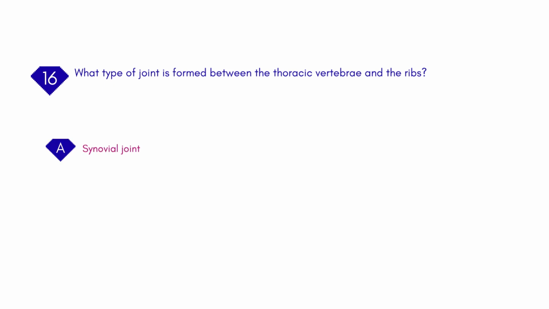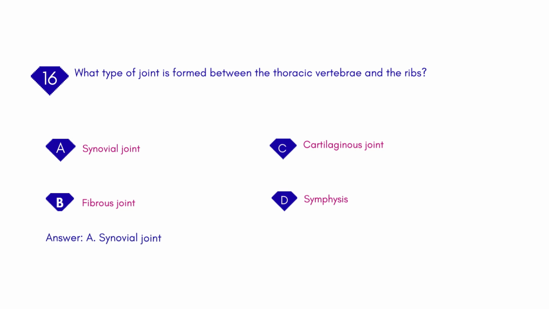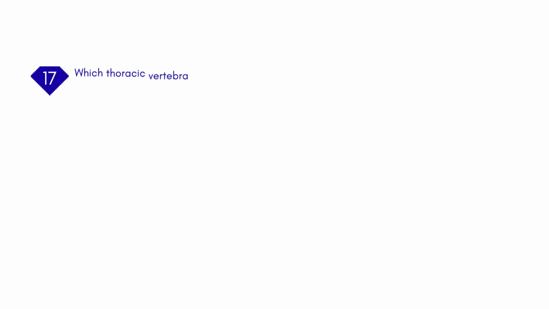A. Synovial joint. B. Fibrous joint. C. Cartilaginous joint. D. Symphysis. Answer: A. Synovial joint. Which thoracic vertebra is the first to articulate only with a single rib on each side?